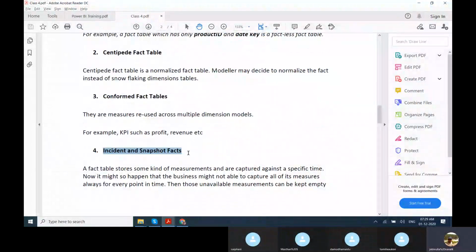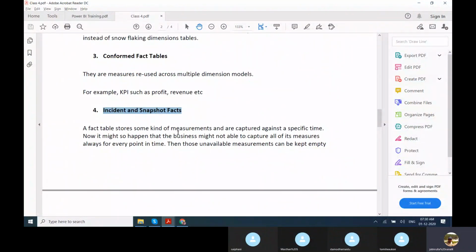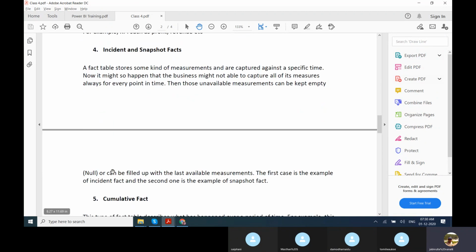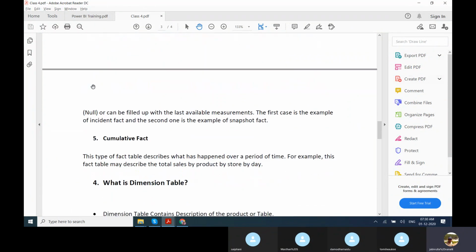The fourth one is incident and snapshot fact tables. A fact table stores some kind of measurements captured against a specific time. It might so happen that the business is not able to capture all of its measures for every point in time. Those unavailable measures can be kept empty, null, or can be filled up with the last available measurements. The first case is an example of an incident fact, and the second is an example of a snapshot.